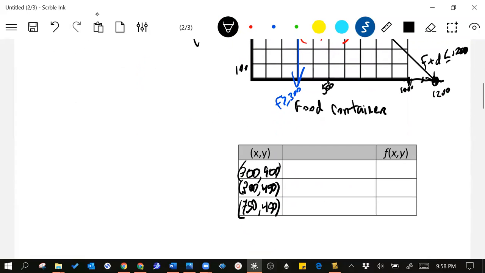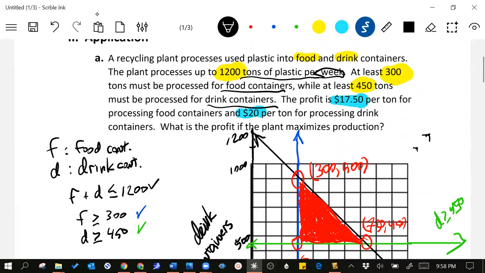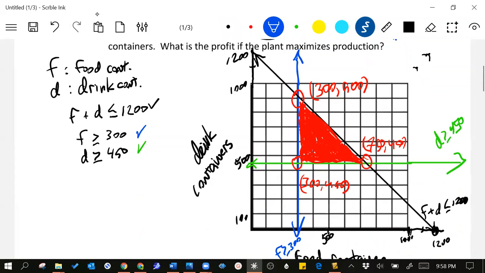We need the equation to go here. And that's given to us through the profit part. So 750 per ton for each F and 20 for each D. So that one looks like it should be, I guess I'll do it with those. It's not writing. Let's see if it'll cooperate a little bit more when I redo it.